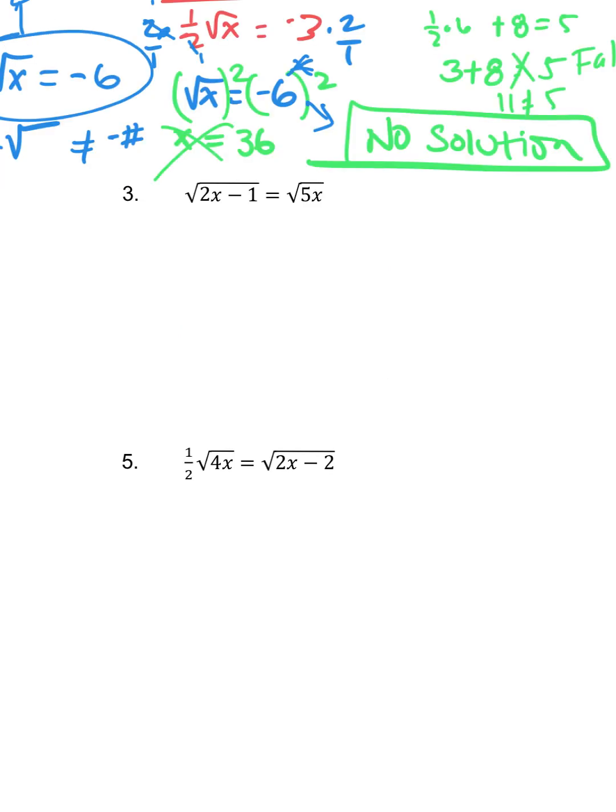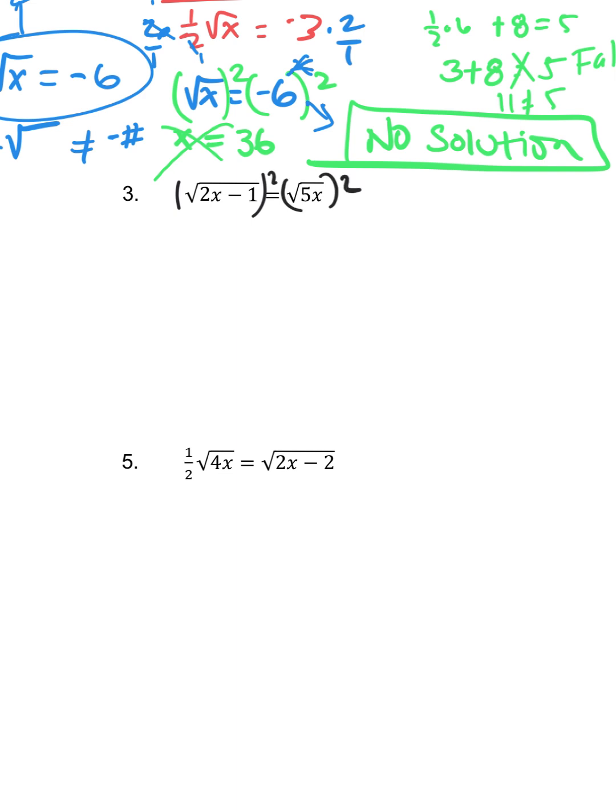Number 3. Okay, so it says isolate the radical, but it's already isolated. There's no extra stuff of plus or minus whole numbers. We don't have anything in front of the radical sign that's being multiplied to it. So now we can just go to step 2. So we're going to square both sides.